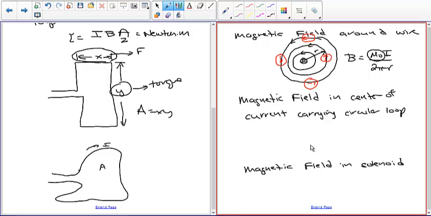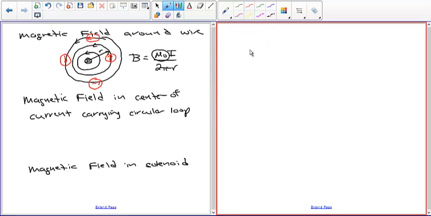Okay, so the next thing, how did they figure this out, this equation? So there's this thing called Ampere's law, and obviously it was developed by Senor Ampere. Actually, I think he was French. Monsieur Ampere.